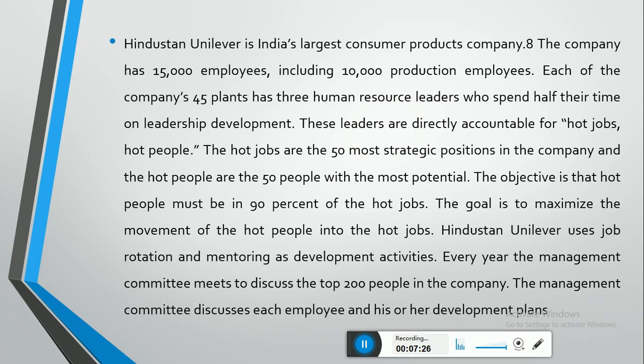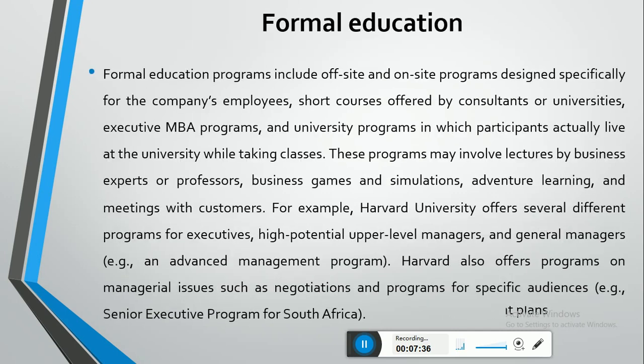So what is your development plan? For example, what do you want to be? What skills do you have? So they are considering each and every single point. The first one is formal education. Formal education, we all know, is offsite and onsite programs such as short courses, bachelor's, master's, PhD. These are formal educations.